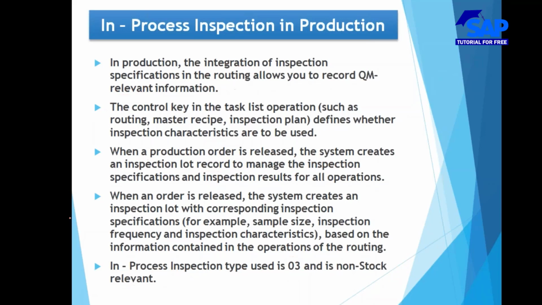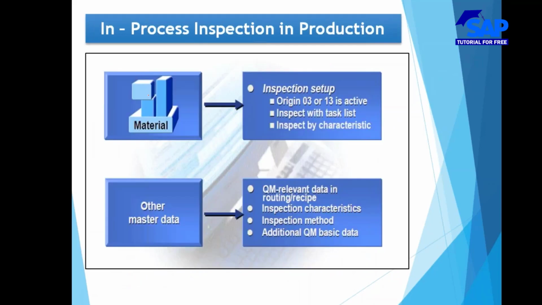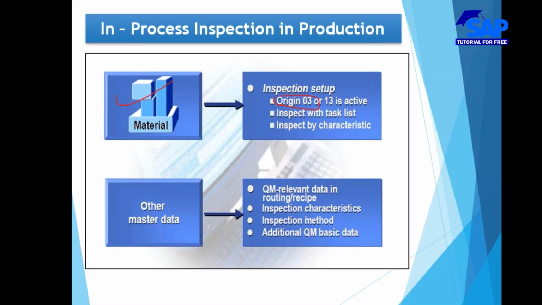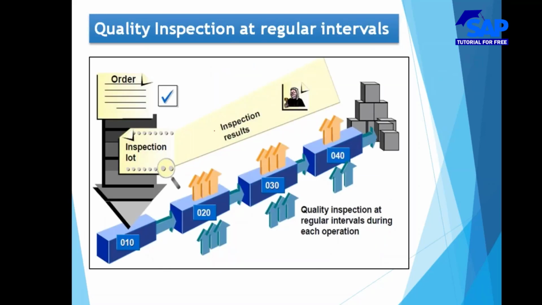Let's start making the settings. These are the settings required. First, in the material master, you activate inspection type 03. And all the other QM relevant data, like characteristics, inspection method, and sampling procedures, are the same. The only thing is, instead of an inspection plan, you will enter all the master inspection characteristics in the routing, the production routing. Or if you are working in a process industry, you will maintain them in the master recipe. This is the master data required for in-process inspection in production. We'll see this in the system.